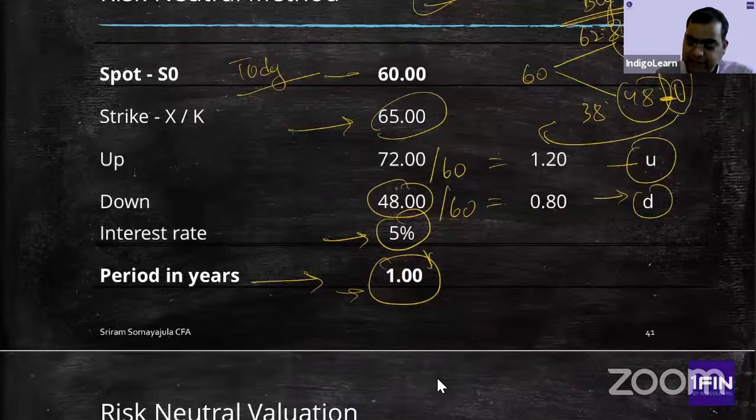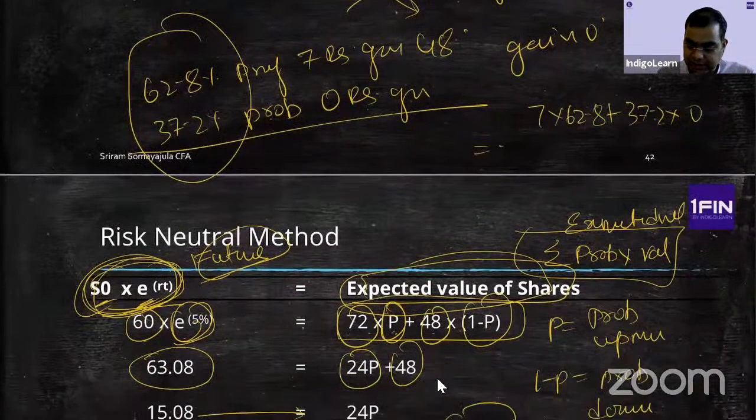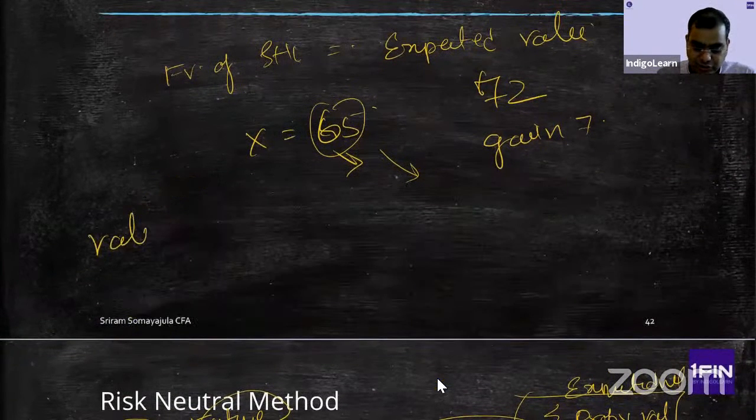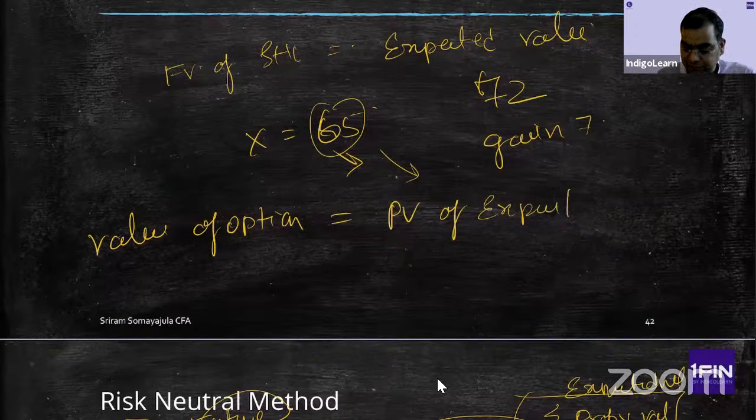If you take the present value of the expected value of the future benefits, please note the words that I've used. Value of option is equal to present value of expected value of benefits.